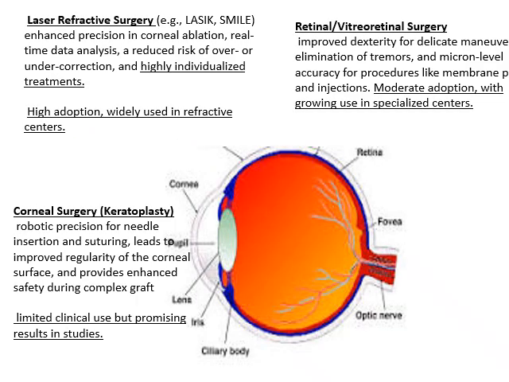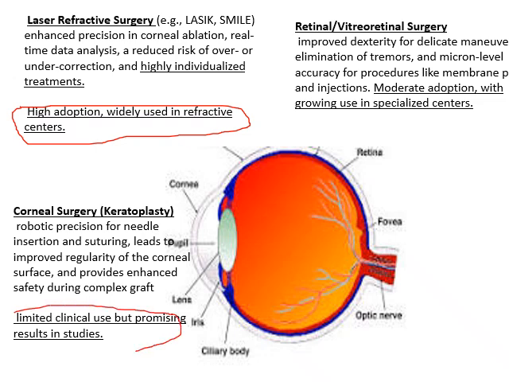Okay, now coming to the exact role of AI in ophthalmology. In laser refractive surgery, highly individualized treatments can be offered. This has a high adoption rate, very important. Very high adoption rates have started coming in for this particular surgery. AI is really helping so that it is not one size fits all. Now, if you look at corneal surgery, it has limited clinical use, but promising recent studies are coming out.